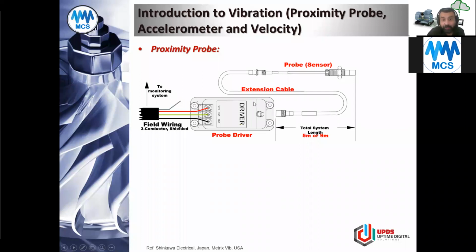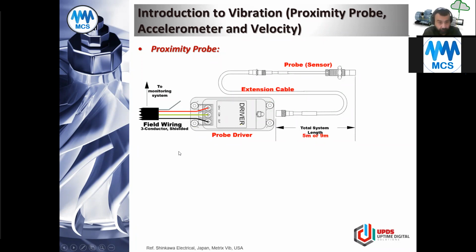When you buy a sensor like this, you need to know what exact probe you would like to choose. And this probe has to work with some kind of known extension cable. We call it the system length. According to each probe, the system length has to be selected with this model. And the driver or the oscillator, which can oscillate the eddy current at the end, has to be compatible with the extension cable and the proximity probe tip.